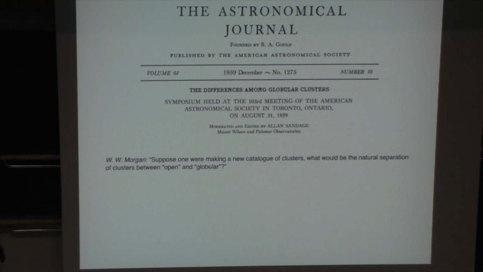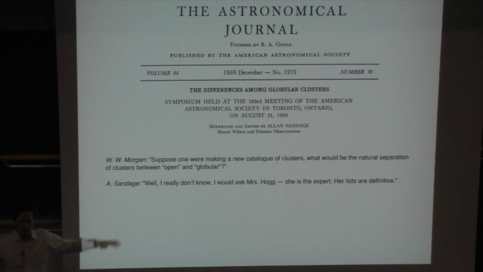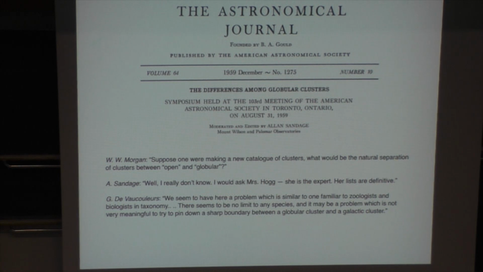And they go back and forth and they talk about density and color magnitude diagram and metallicities, all those kinds of things. And they always run into these intermediate cases. So Sandage's answer is that, well, I really don't know, he says, we should just ask Ms. Hogg, she's the expert. She has the definitive lists, right? And then de Vaucouleurs chips in and says that we have a problem here that you also encounter in other branches of science, where it's often difficult to pin down the exact boundaries. And you have that in biology and zoology, et cetera.